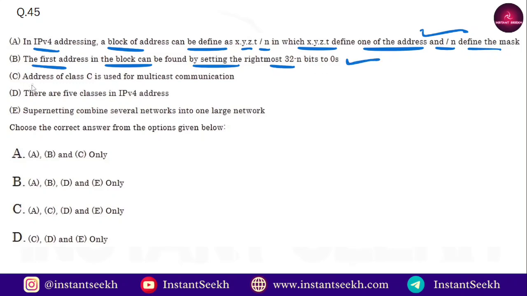The address of class C is used for multicast communication. Wrong. It is not used for multicast. Those addresses are basically in class D, not class C. Next, there are 5 classes in IPv4 addresses. Yes, there are 5 classes: A, B, C, D, and E as well.